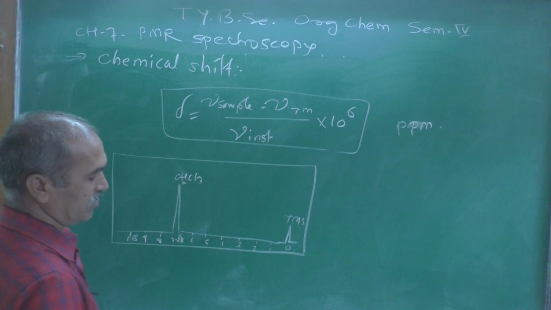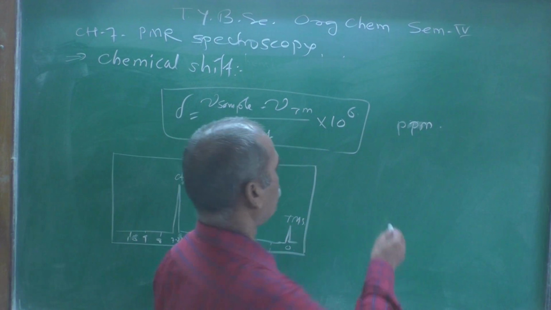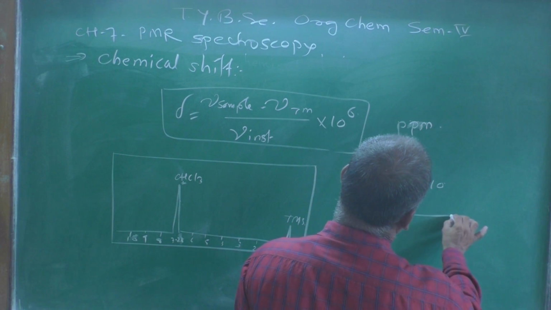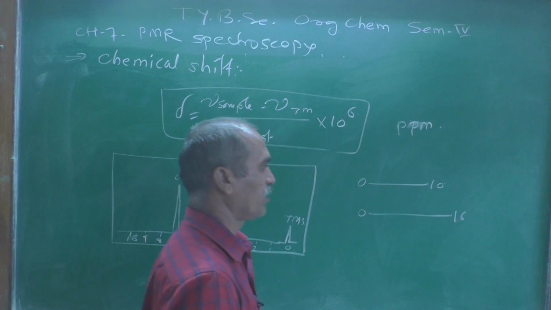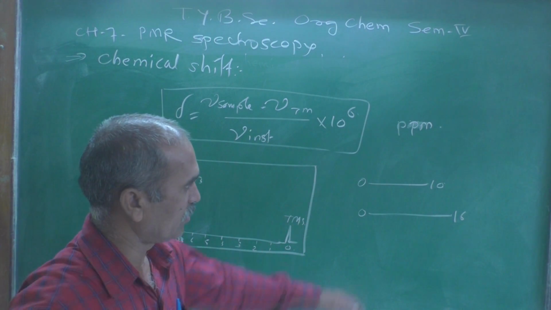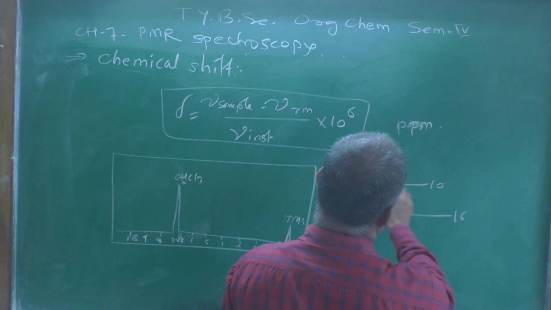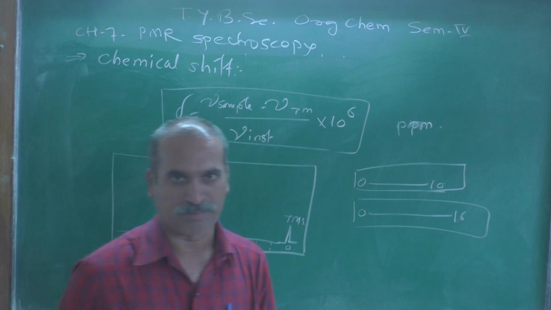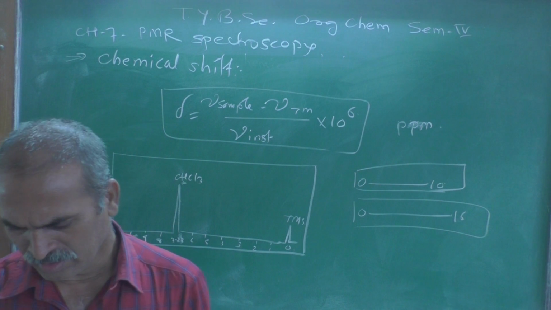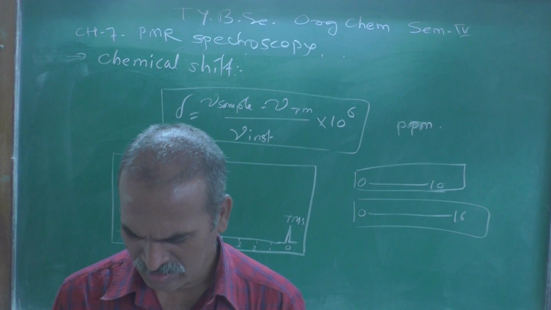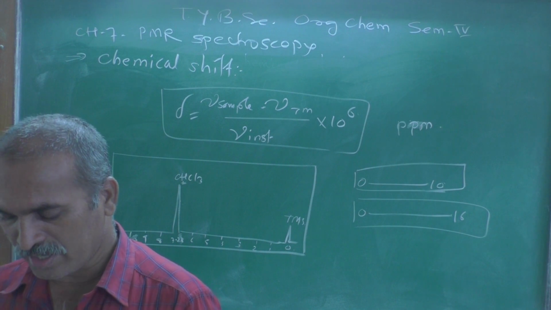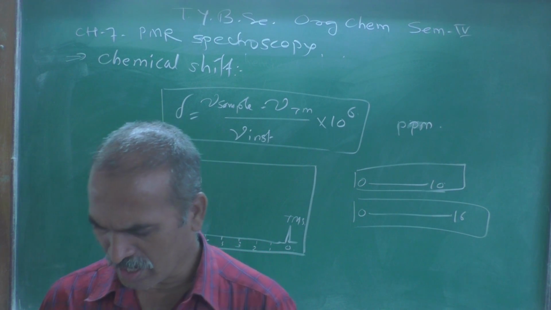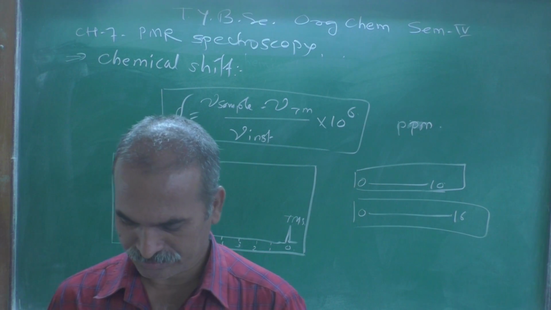Generally delta values start from 0 to 10, but on a larger scale 0 to 16 delta values are there. The pH scale is normally 0 to 14, but here, as far as TYBSc is concerned, you can remember this scale, though the actual delta scale is 0 to 16. Shielded protons absorb at higher field, and therefore they have lower delta values.